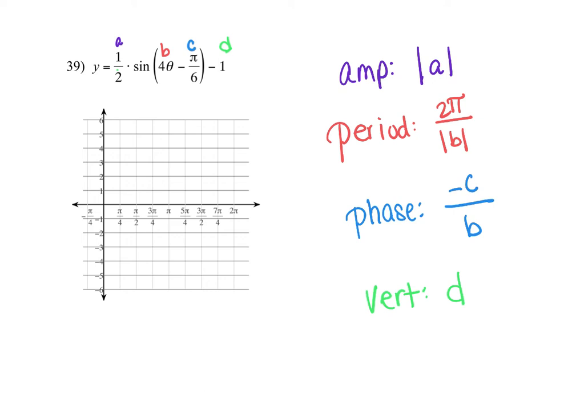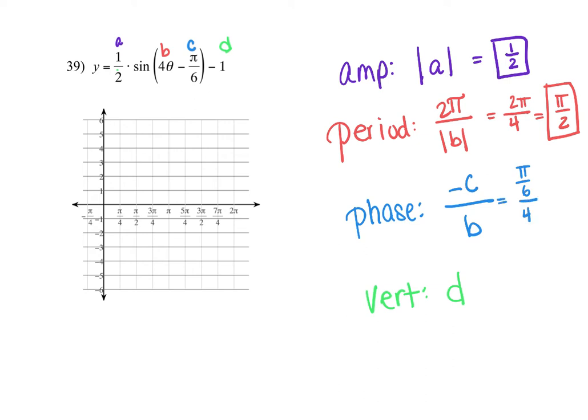So for this one, your amplitude is just 1/2 A, right? Your period is 2 pi over 4, which is just pi over 2. All right? Your phase shift is negative pi over 6, so positive pi over 6 over 4.